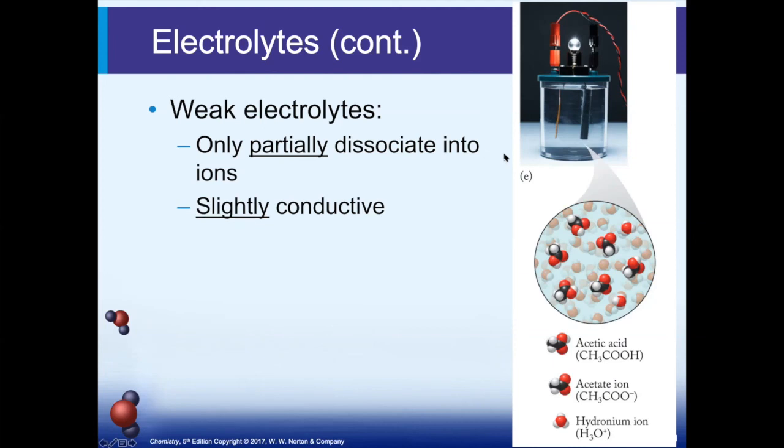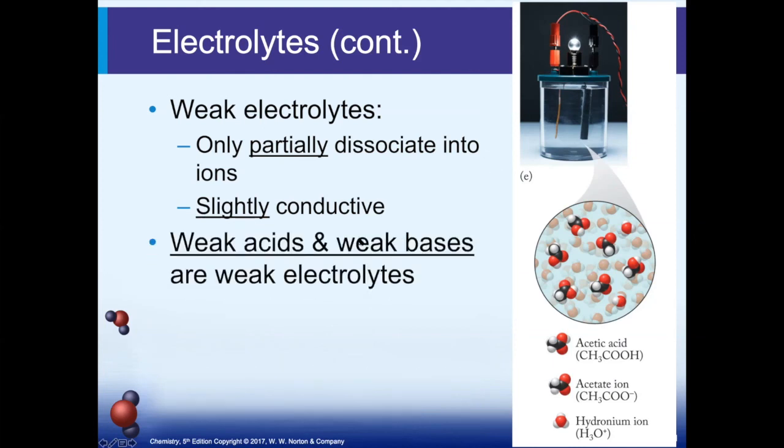Slightly conductive. So what type of compounds are weak electrolytes? Well, weak acids and weak bases are weak electrolytes. We'll explain that more tomorrow when we talk more in depth about acids and bases, but acids and bases can be classified as strong acid or weak acid, strong base, weak base. If you have something that classifies as a weak acid, it's also going to be a weak electrolyte. Same thing for a weak base.